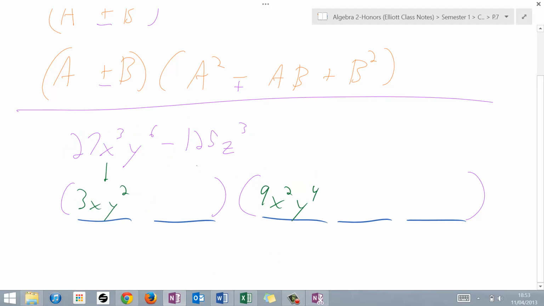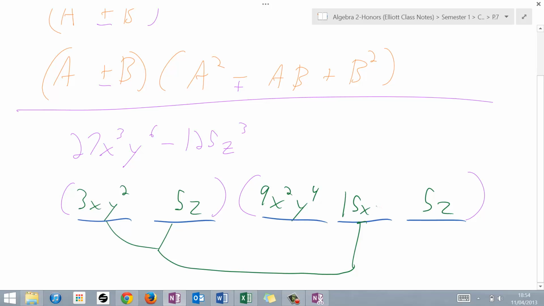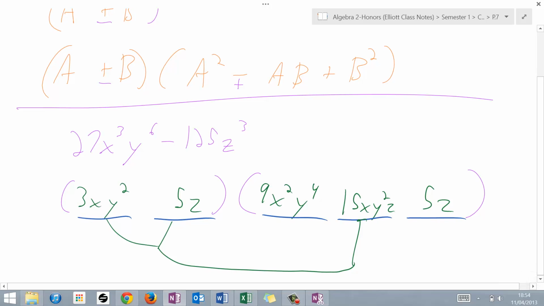So then we're going to do the same thing here. 125 cube rooted is 5, and then z. And then I have a 5z here. And really the only term that's left is this one. To get to that one, I want to take these two and multiply them together: 15x y squared z.